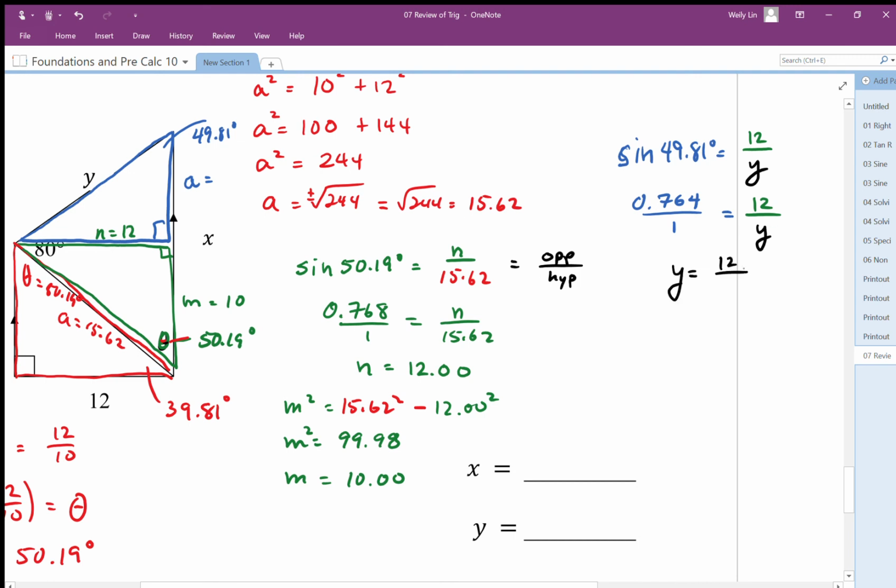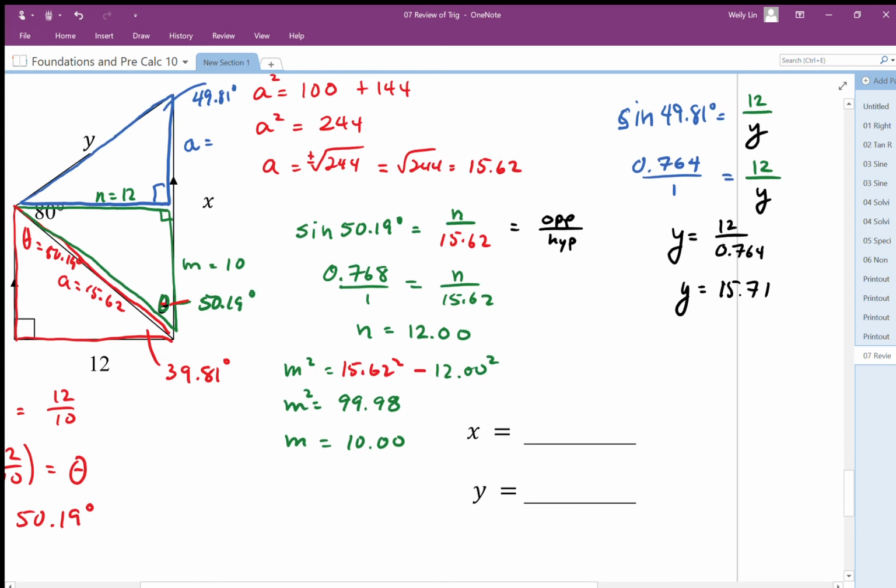So I end up with 12 over 0.764. Okay, so my length of y works out to be 15.71. So again, I've done some rounding in here, so if that's misleading a little bit, we know that's actually inaccurate, but it's a little bit more than 15 and a half would be my guess. Depending on how much rounding you did, if you're somewhere around 15.7, that's pretty good.